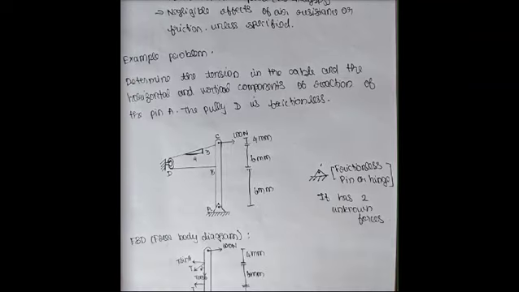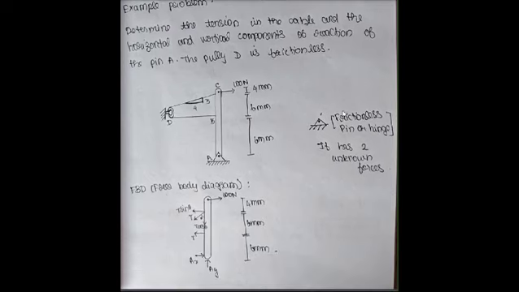Now we are going to discuss an example problem. The question is: determine the tension in the cable and the horizontal and vertical components of reaction at pin A, and the pulley is frictionless. A diagram is given. In the diagram we can see there is a frictionless pin or hinge, where there are two unknown forces: one going horizontally and one going vertically.